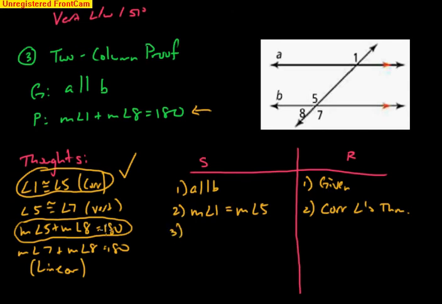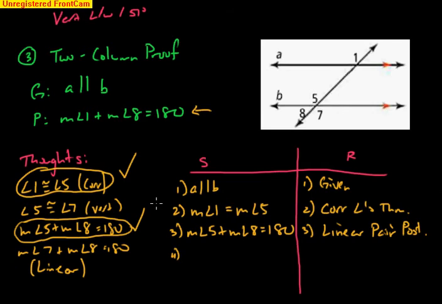So now, I need this statement. Measure of angle 5 plus the measure of angle 8 equals 180. And again, I prefer that they're a linear pair, so it's the linear pair postulate. But, I mean, it's up to you, okay? And now, I use both my thoughts. So now I have to combine my thoughts somehow.